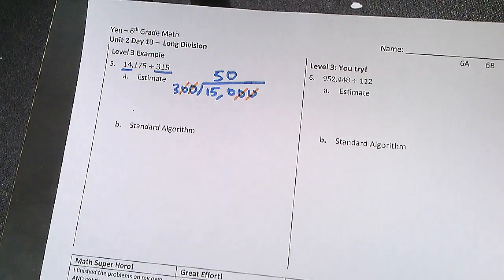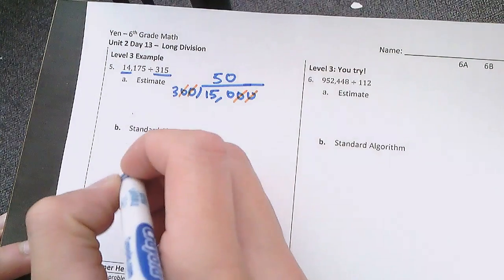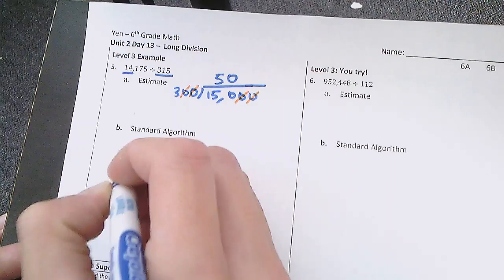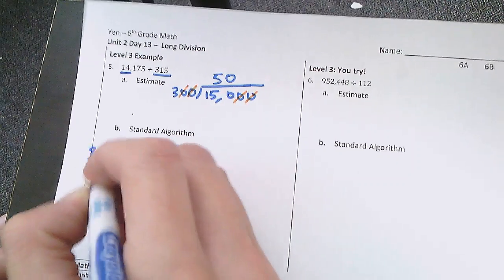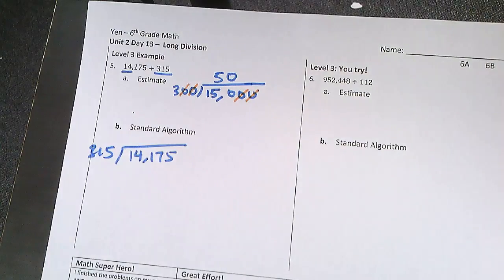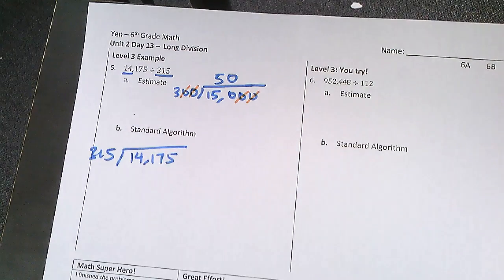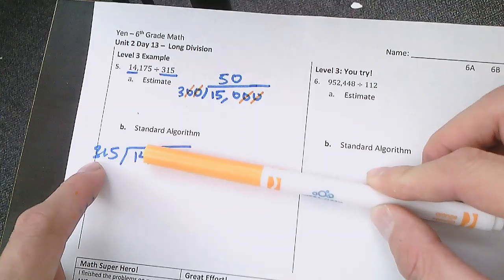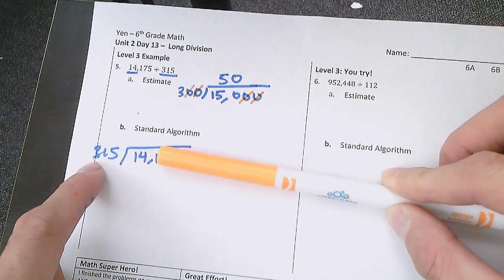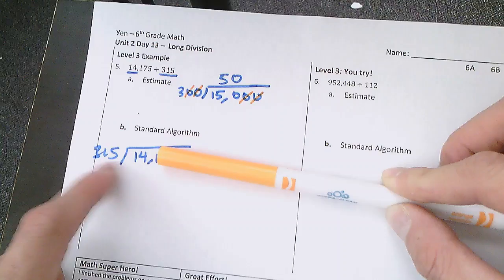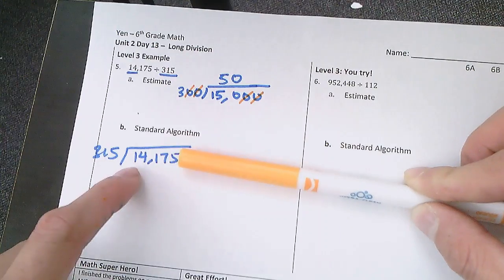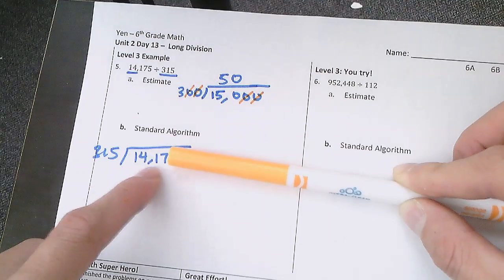Now let's use the standard algorithm. 14,175 divided by 315. So here's why this one's a little bit tricky. Because 315 can't go into 1, can't go into 14, still too small. Let's go out 1. 141 by 315, still too small. Now we have to go all the way out. We're pretty much now at 1,417.